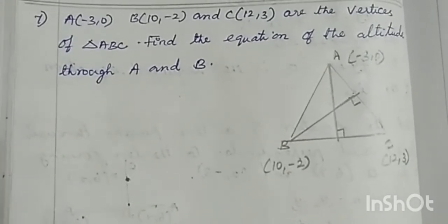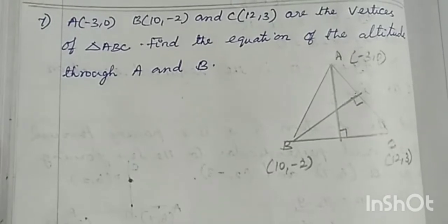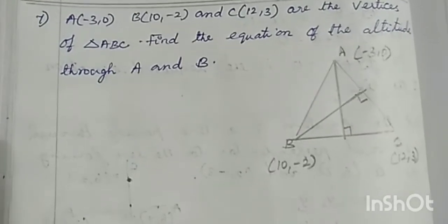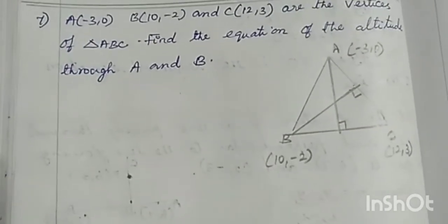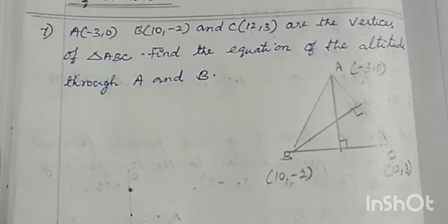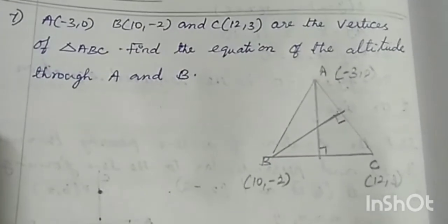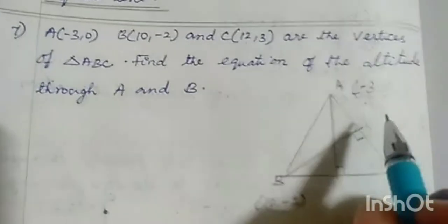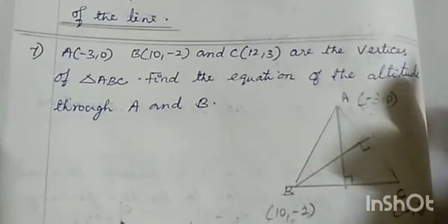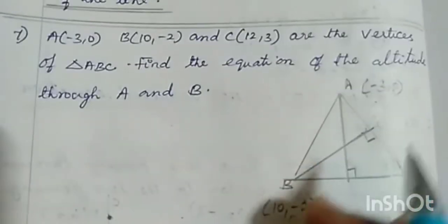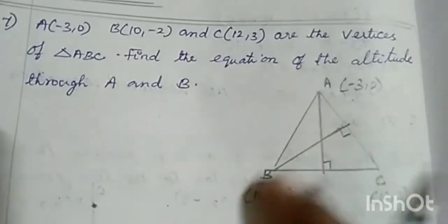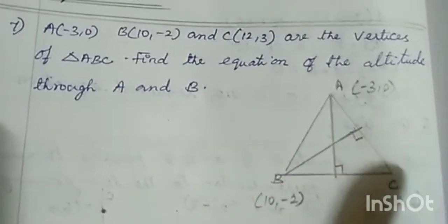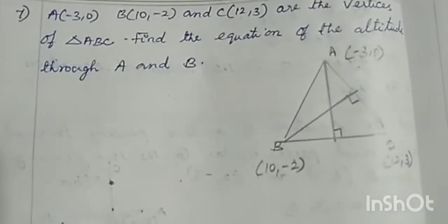All these sums in exercise 5.4 are important, but this sum is very important. We have seen about the altitude in the previous exercise, where we found the equation for one sum. Altitude means midpoint, so we find the midpoint of two vertices, and then one point and two points will be there. We will be using the two-point form for finding the equation.